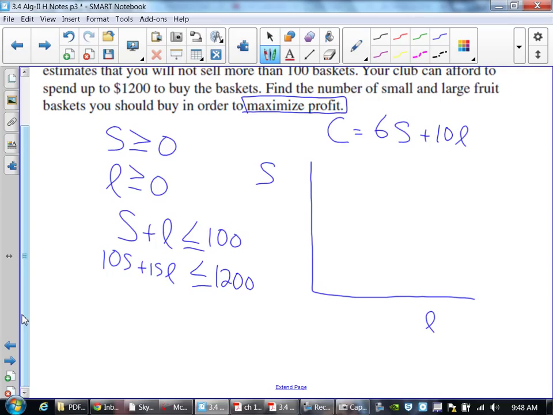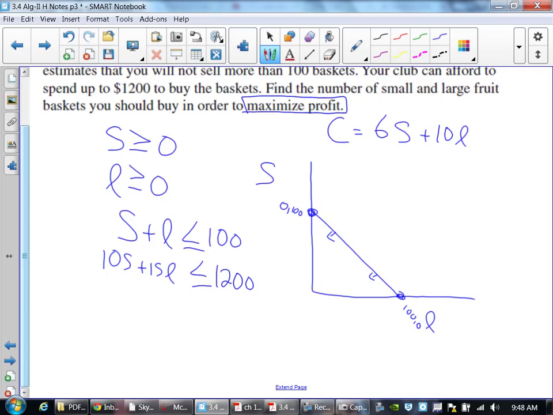So what is your intercept for your small and what's your intercept for your large, for the first equation? 100. It's 0, 100 and 100, 0. Which way do you shade, inward or outward? Inward, very good. So we move inward. Go to the next one.